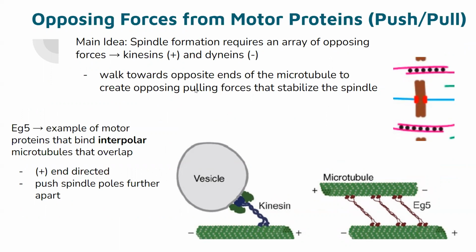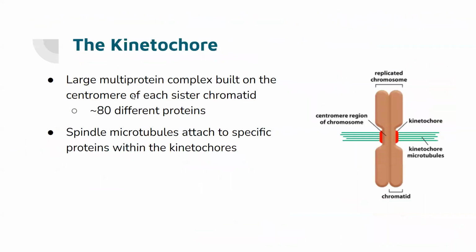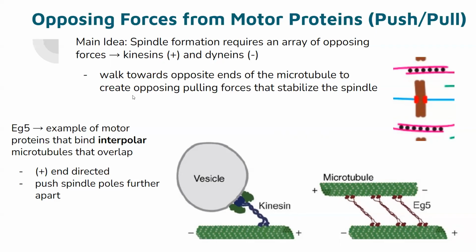And so the main idea overall, though, is that the whole spindle formation requires these motor proteins of kinesins, which walk towards the plus end, and dyneins, which walk towards the minus end of microtubules. And they're going to walk towards opposite ends of microtubules to create opposing pulling forces that stabilize the spindle. And that's for these ones right here.